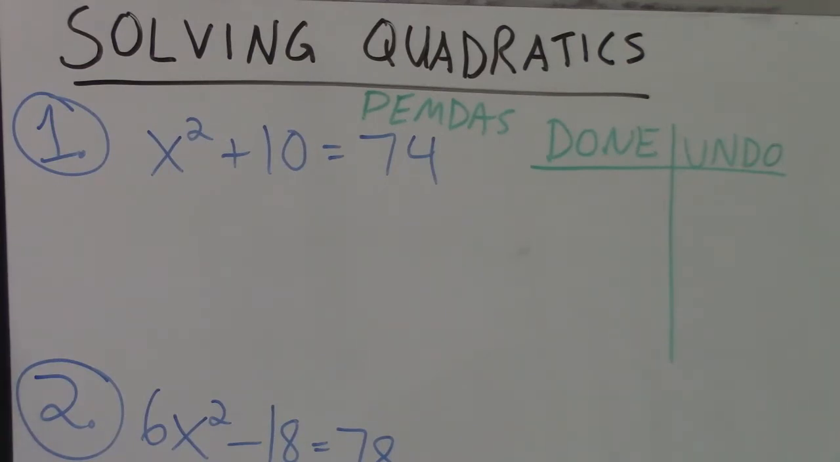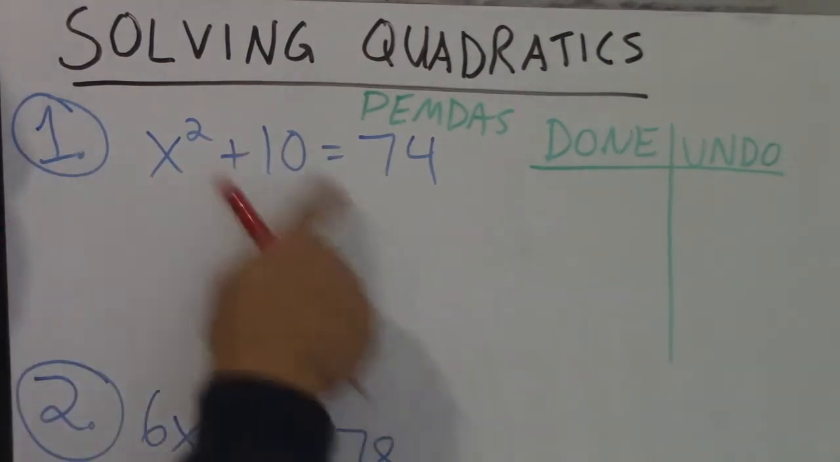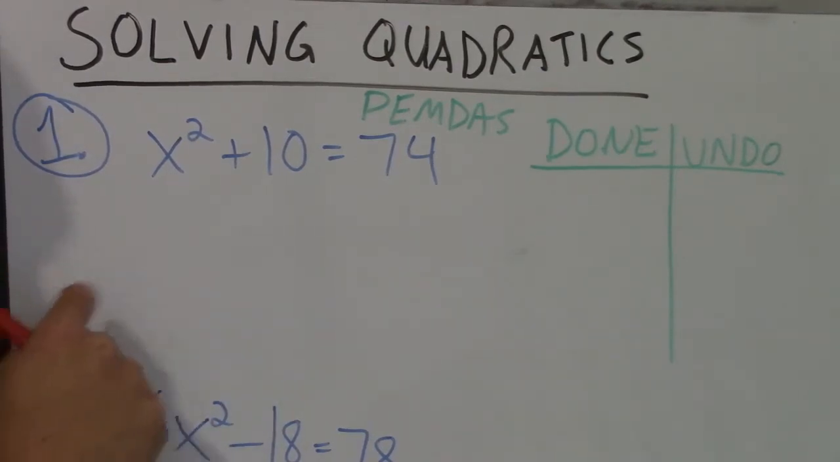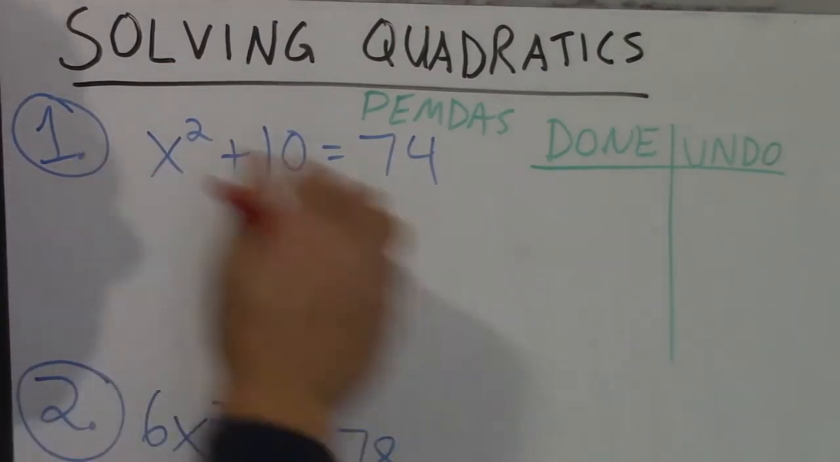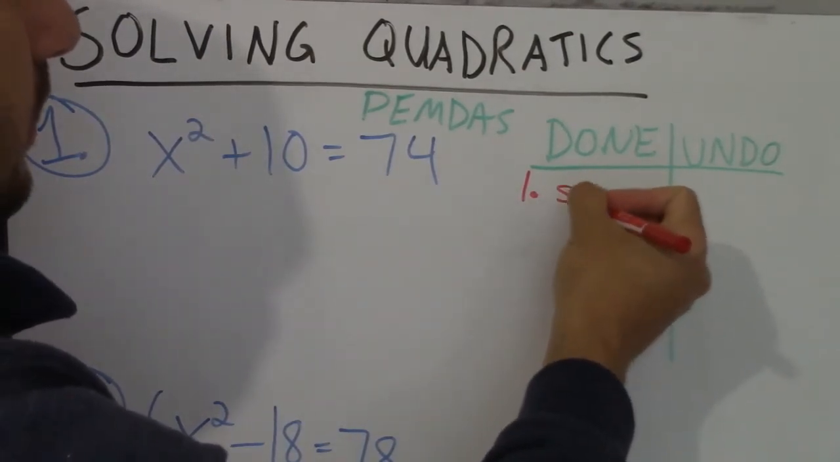So if I look at my order of operations, the first thing that comes up is P, which is parentheses, but I have no parentheses in my problem. The next one is E, which is exponents. Do I have any exponents? And yes, I do. I have an x squared. So the first thing that's being done to x is it's being squared.